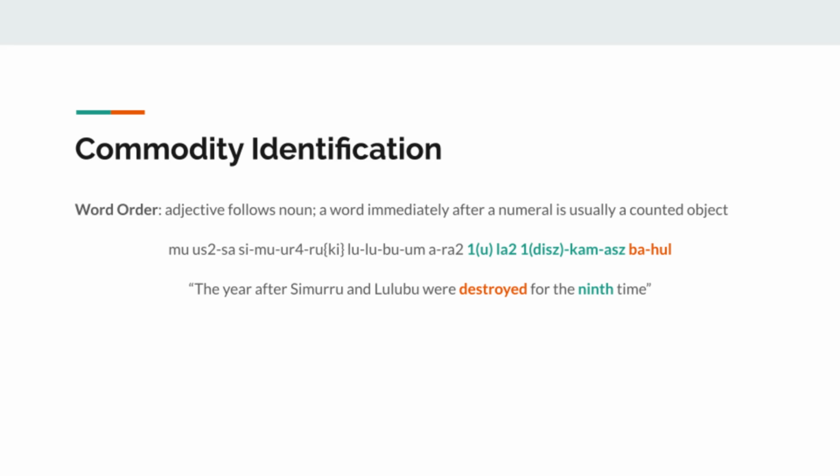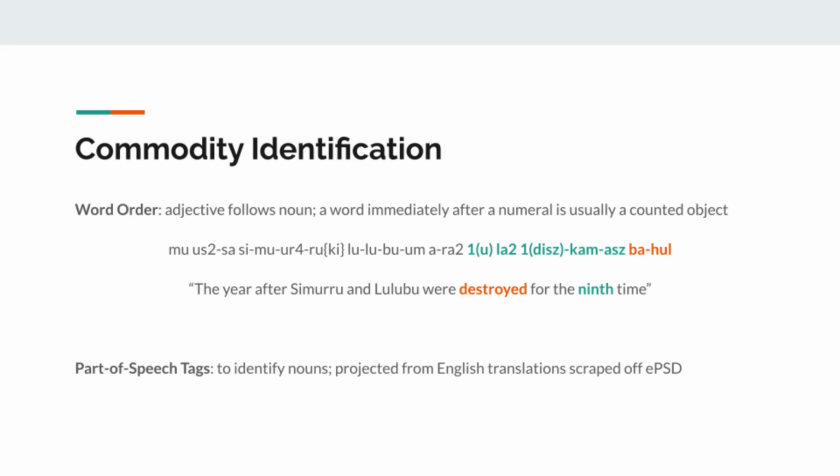This tells us that we should be taking part of speech information into account, which we accomplish by scraping the Electronic Pennsylvania Sumerian Dictionary. This lets us translate individual words into English, and project part of speech tags from the English definitions. We can then limit our proposed commodities to words that are labeled as nouns.